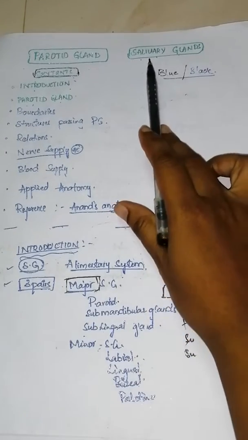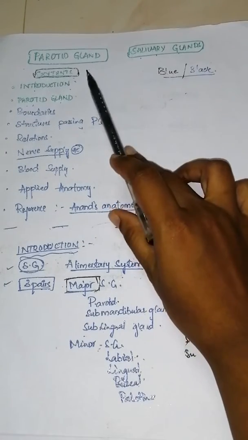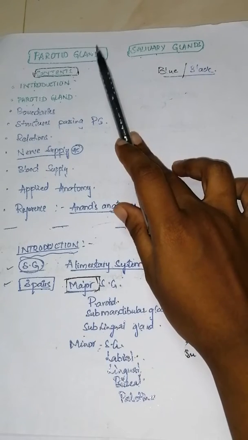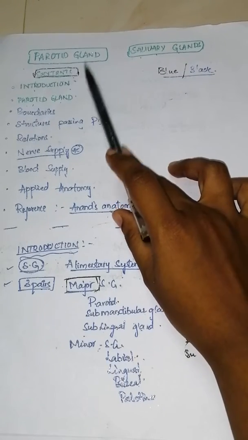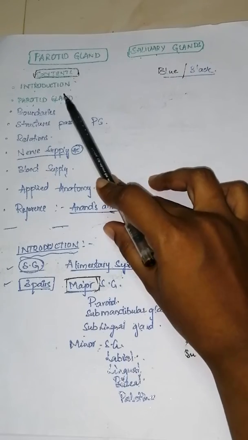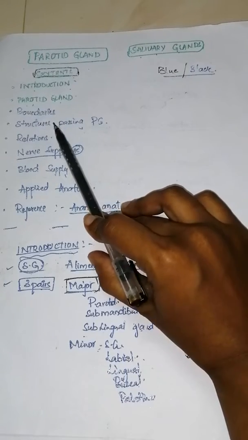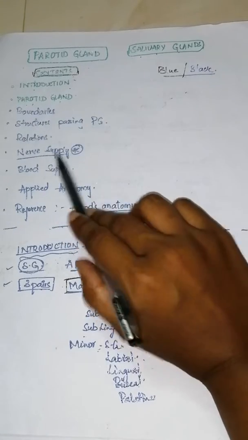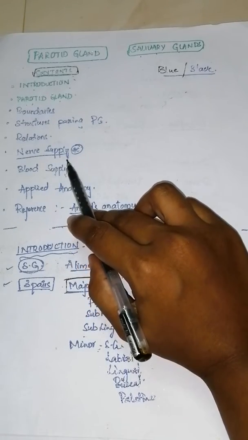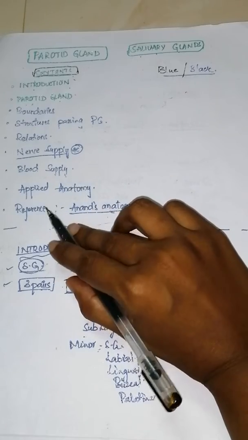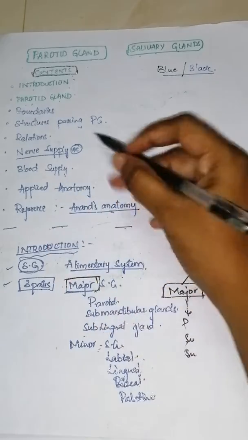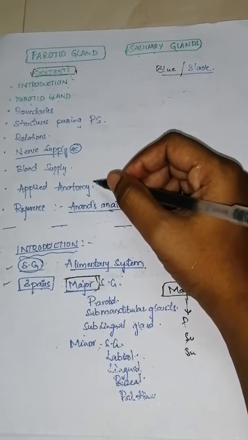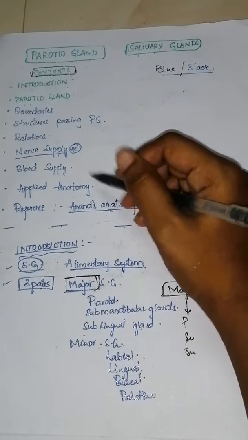Today we are going to discuss the salivary glands, and in the salivary glands we are going to discuss the parotid gland. In the parotid gland we are going to discuss the contents: introduction, boundaries, structures passing through the parotid gland, relations of the parotid gland, nerve supply, blood supply, applied anatomy, and whatever the textbook you have referred. If you could mention it in your book or your answer sheet, it would fetch marks.